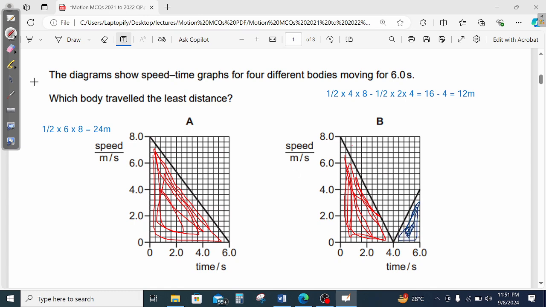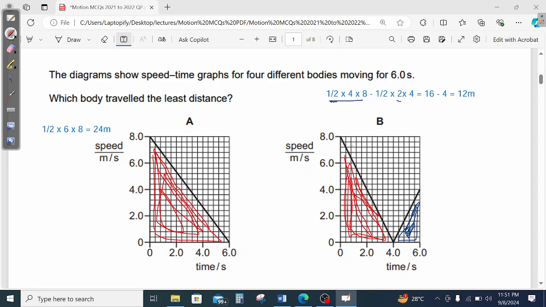Is it clear? So in the first case, to find the area of a triangle you have to use 1/2 multiplied by length, which is 4, and width, which is 8. So this is the first triangle area. For the second one, the length starts from 4 and ends at 6, so you subtract 6 minus 4 and you will get 2.